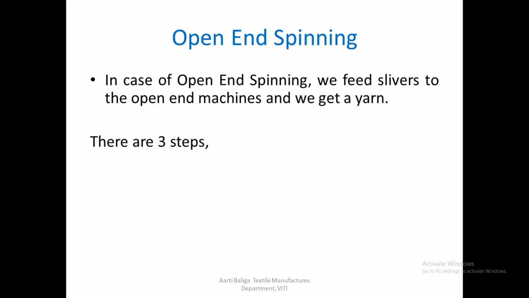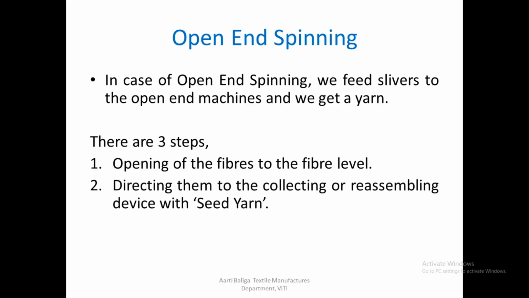Basically there are 3 steps involved here. The first one is, since the feed is in the form of a sliver, it needs to be opened out to the fiber level. So there would be some sort of opening mechanism which opens the fibers to the individual fiber level. The second step is, once these fibers are opened up completely, they are directed or thrown onto some kind of collecting or reassembling device. In the cotton candy case it was a stick, whereas here it is going to be a seed yarn. These fibers are being thrown onto the seed yarn.